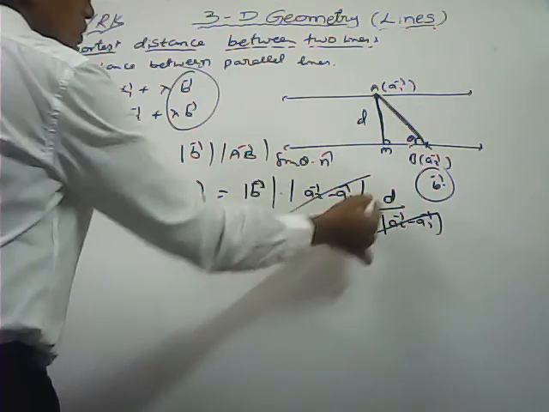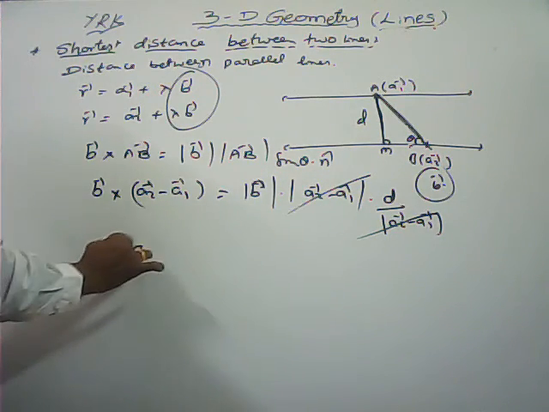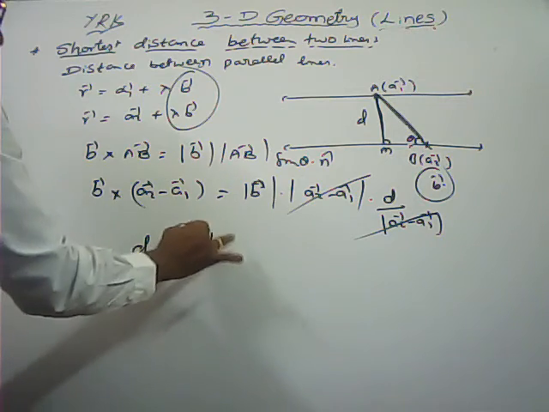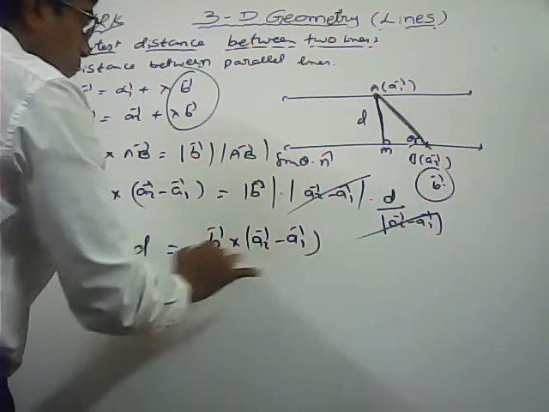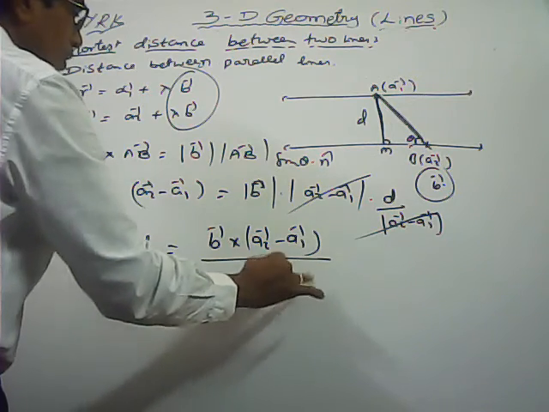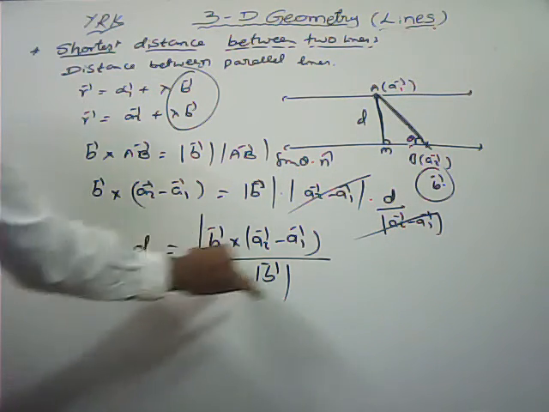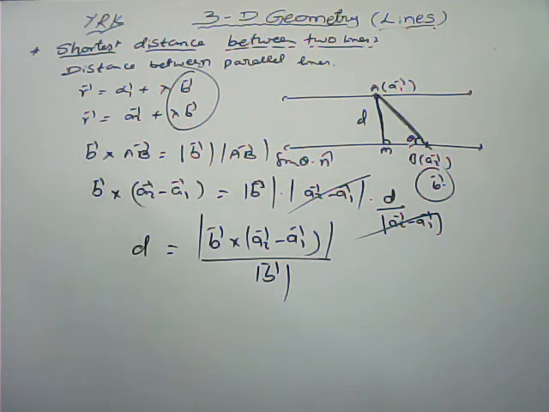Now here we can make D the subject. D is equal to B bar cross A2 bar minus A1 bar by modulus of B bar. Here distance is always positive, so we can take the modulus. D is equal to modulus of B bar cross A2 bar minus A1 bar by modulus of B bar, that is the shortest distance between parallel lines.